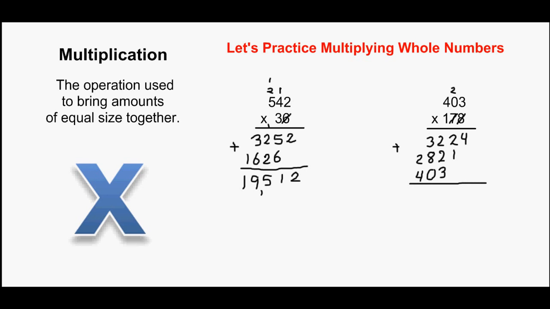We'll add them together. Bring down the 4. 2 plus 1 is 3. 2 plus 2 plus 3 is 7. 3 plus 8 is 11. 1 plus 2 plus 4 is 7. 71,734.